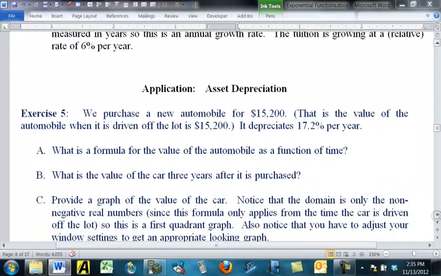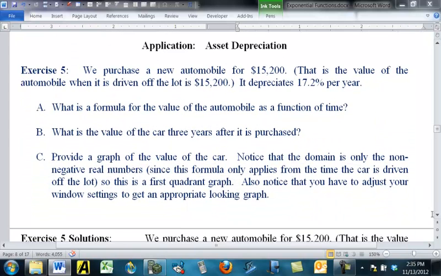All right, let's look at another real-world example where we have some asset depreciation. In this example, we purchase a new automobile for $15,200. That's the value when it's driven off the lot, and it depreciates at 17.2% per year. So find a formula for the value as a function of time, where t is time since we drove it off the lot, and v is the value. Find the value 3 years after it's purchased, and then make a graph of the value of the car.